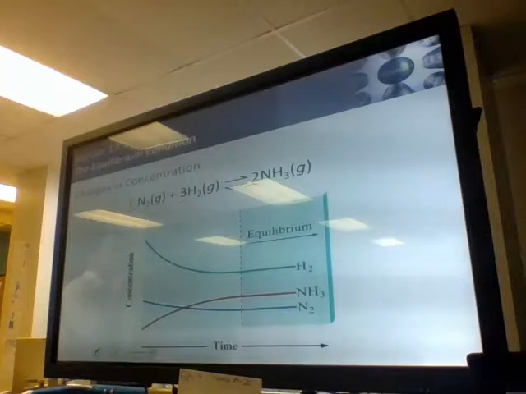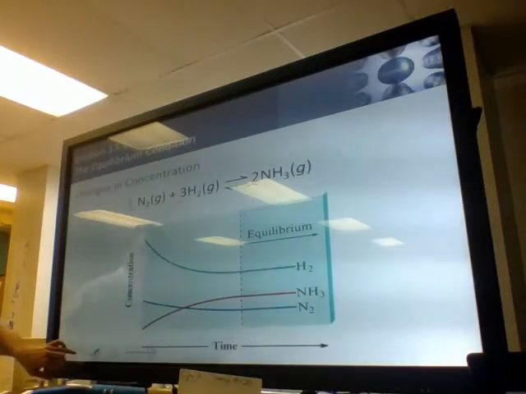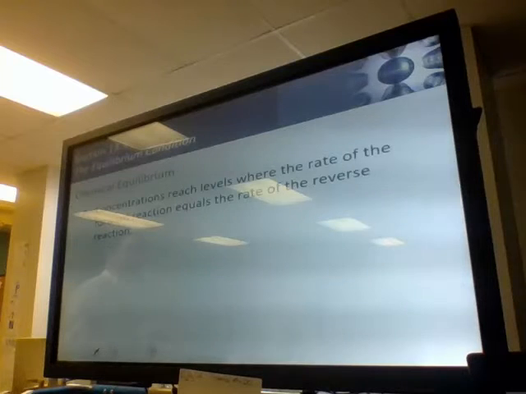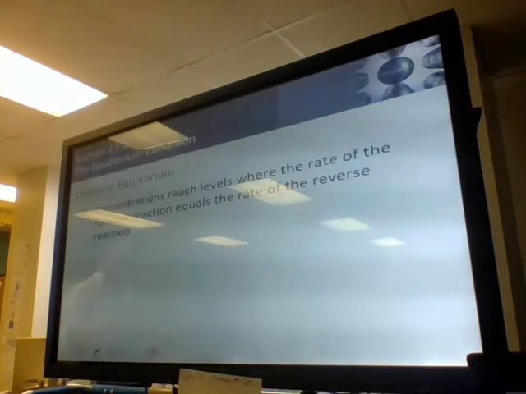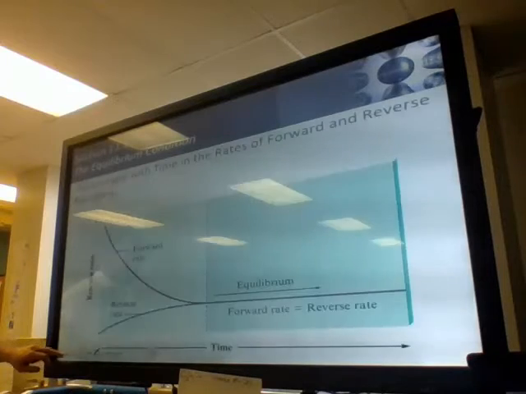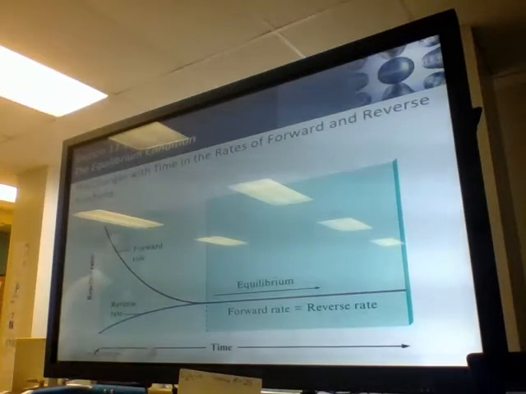All right, so to keep it simple here, concentrations reach levels where the rate of the forward reaction equals the rate of the reverse reaction. That's kind of what I just said. All right.